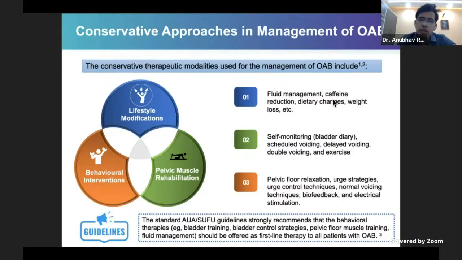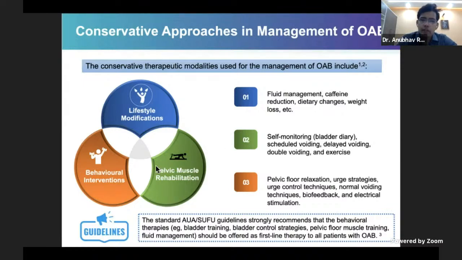Caffeine reduction is done, dietary changes are advised. We basically ask the patient to avoid foods which will cause constipation, or which are basically high in, because they can cause basically overactivity. We ask the patient to actively aim for weight loss, because if the muscles and the body are healthy, so the pelvic floor muscles and all are also healthy, so it has a tremendous effect on the way you void and this overactive bladder.